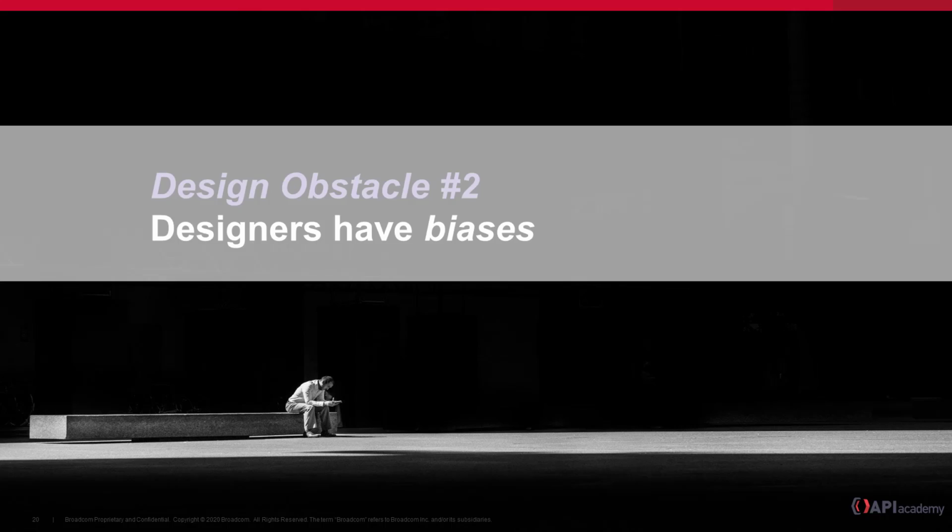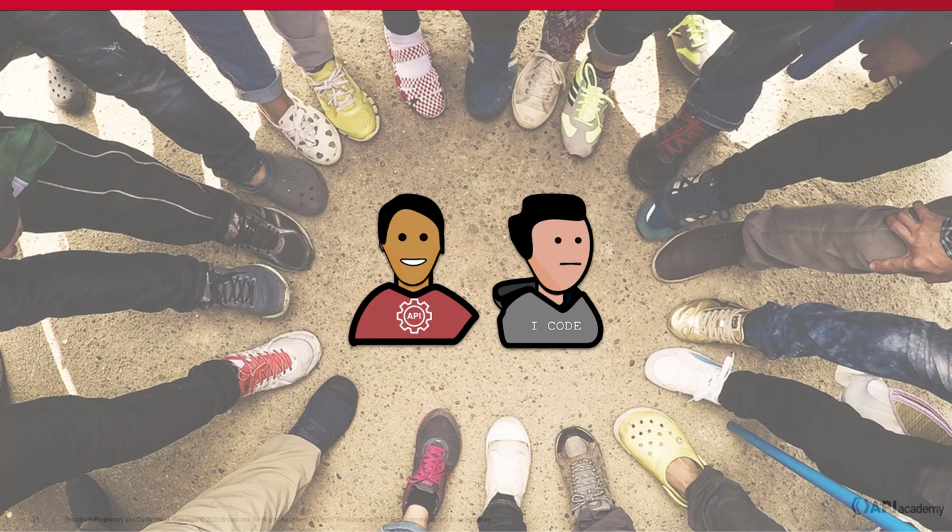Obstacle number 2. Designers have biases. Designers are human. We have personalities, emotions, likes, dislikes, and judgments. It's perfectly fine for a designer's personality to be reflected in design, but we need to be careful that our decisions are not impaired as to reduce the usability of the design for our intended audience.